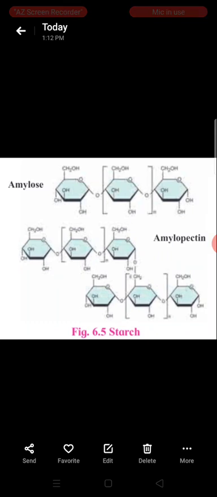Number two, glycogen. It is amylopectin with very short distances between the branching side chains. Glycogen is stored in the animal body, particularly in the liver and muscles, from where it is hydrolyzed as per need and produces glucose as a respiratory substrate. So glycogen is the reserve food material in animal cells. Starch is the reserve food material in plant cells.